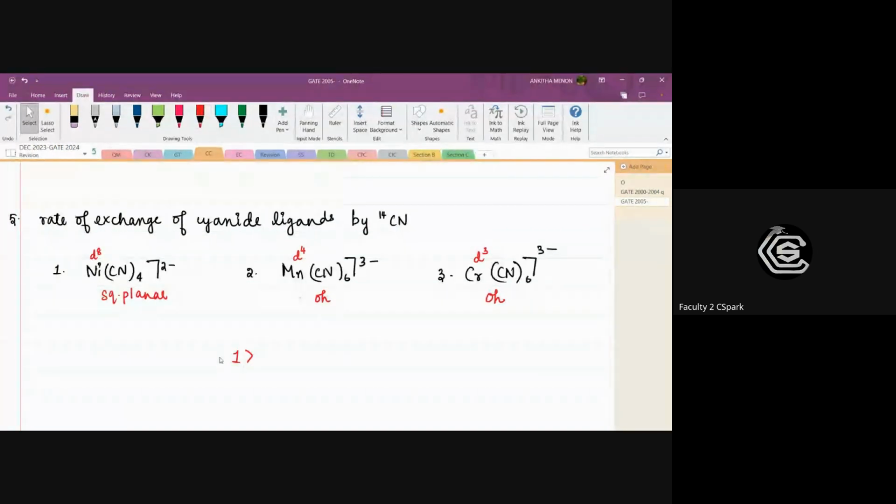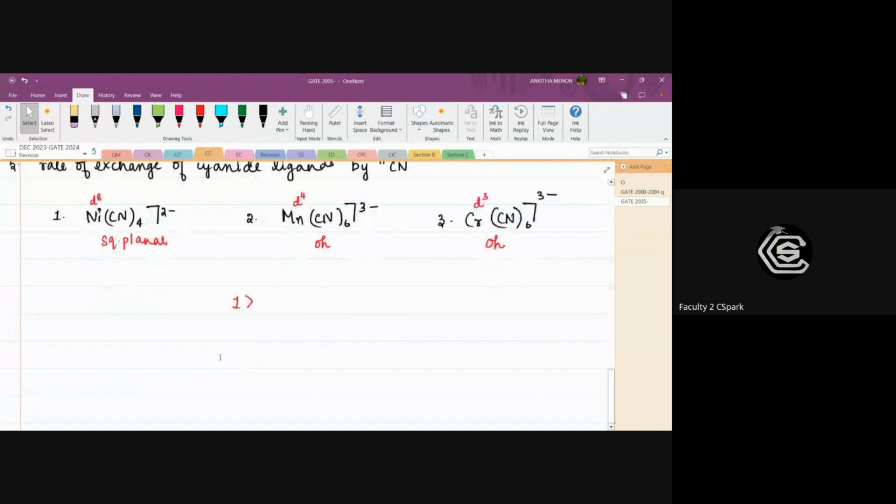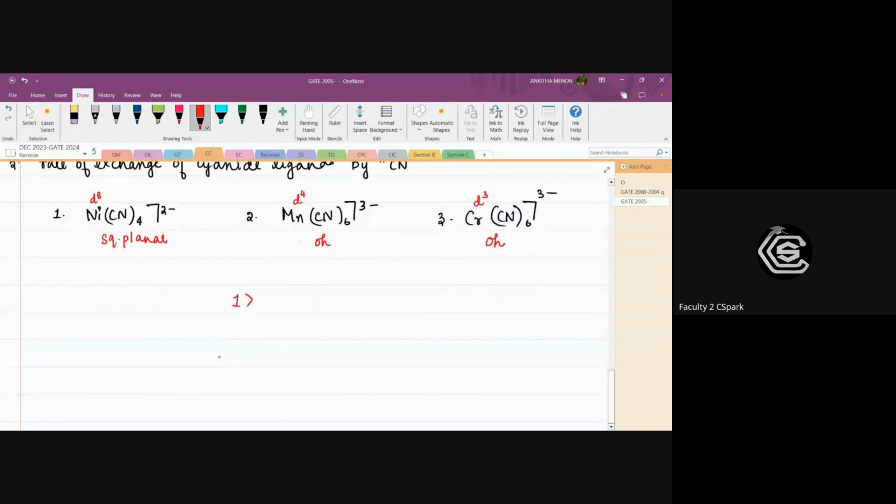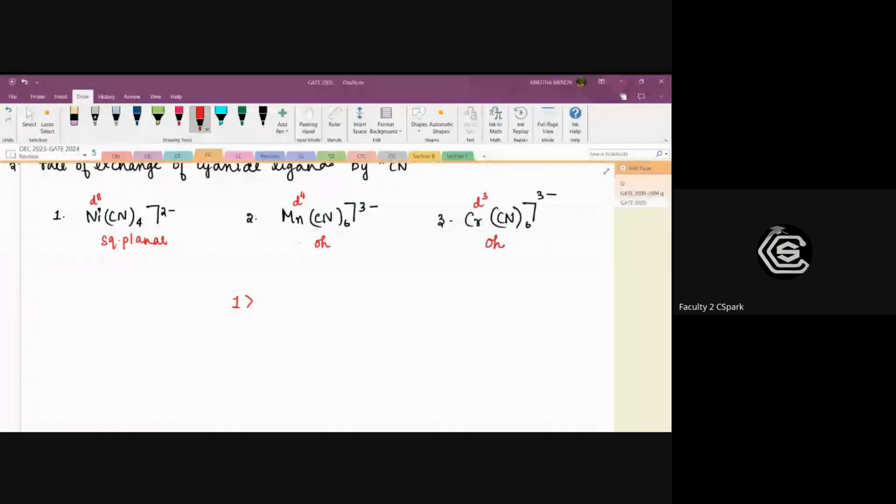What does distortion mean? For example, here it is d4. When it is d4, this is going to show Jahn-Teller distortion. d3 has no Jahn-Teller distortion, so here all bond lengths will be equal. On the contrary, in this second complex the bond lengths will be different. One set of bonds will be elongated and the other will be shortened.